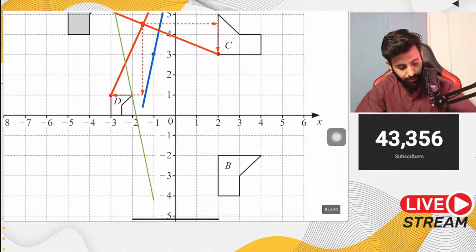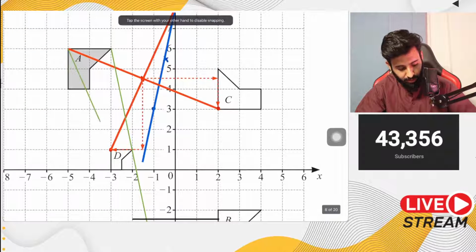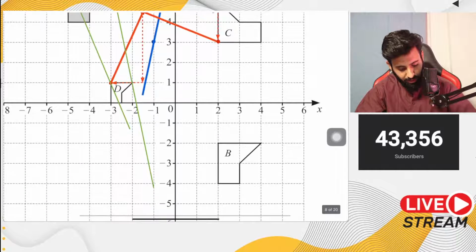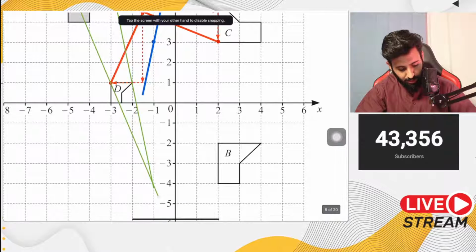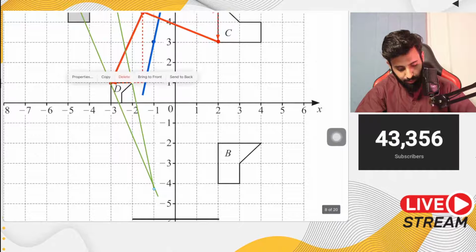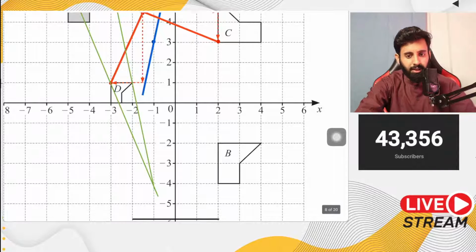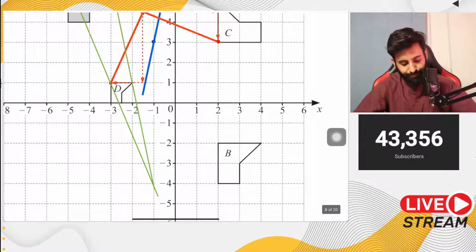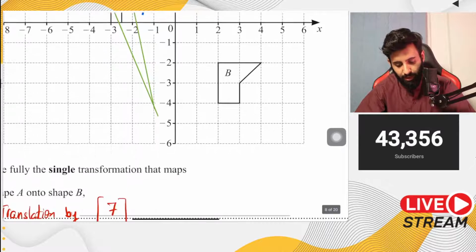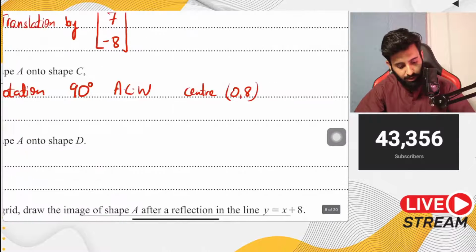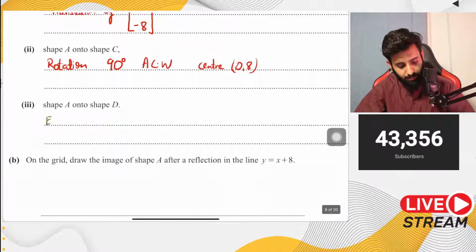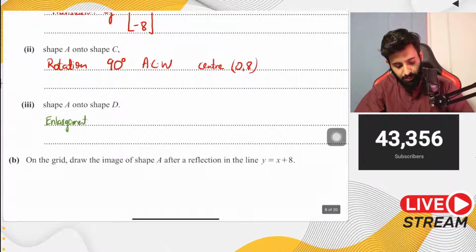Now I don't know at what point they're going to meet. So let's join this and extend it. And you can see that they're meeting at -1, 4. Okay. So like I said, it's enlargement. Let's write that down. Enlargement. Okay. Center -1, -4. -1, -4.